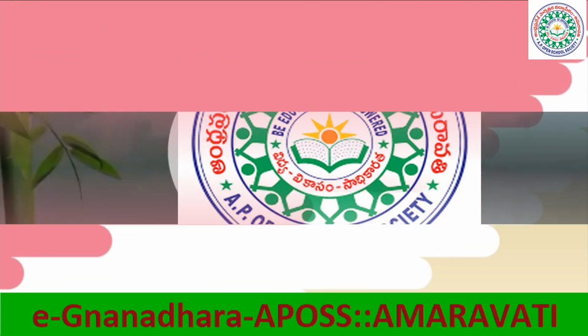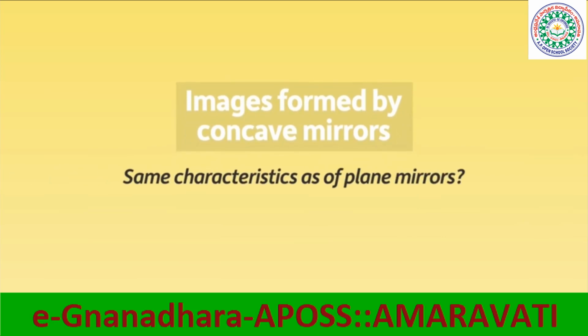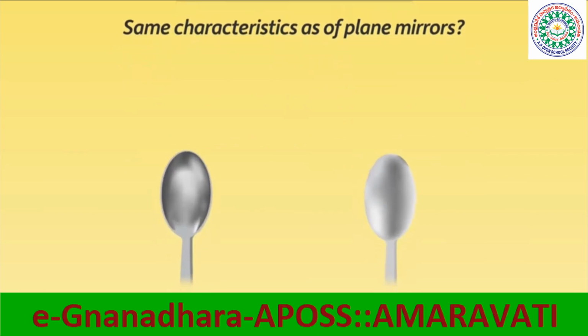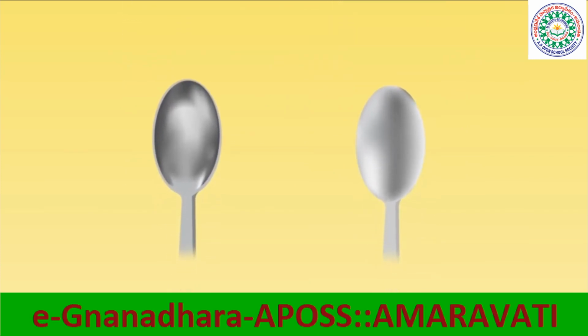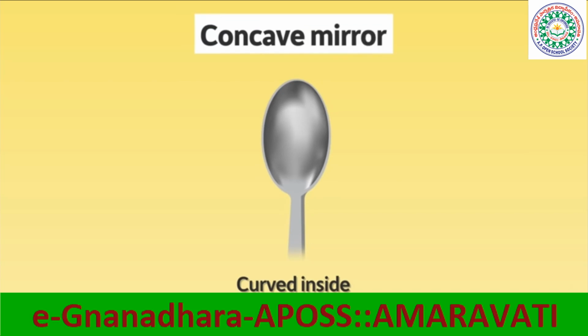What are the characteristics of images formed by concave mirrors? Do they have the same characteristics? You all must have seen the reflection of your face in a spoon. A spoon has two smooth surfaces, one curved inside and the other curved outside. However, it is not perfectly spherical. For ease of understanding, we can consider the reflecting surface which is curved inwards as a concave mirror.